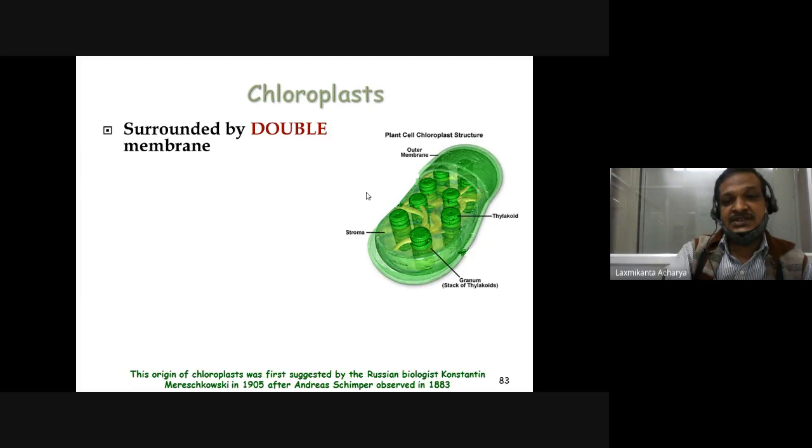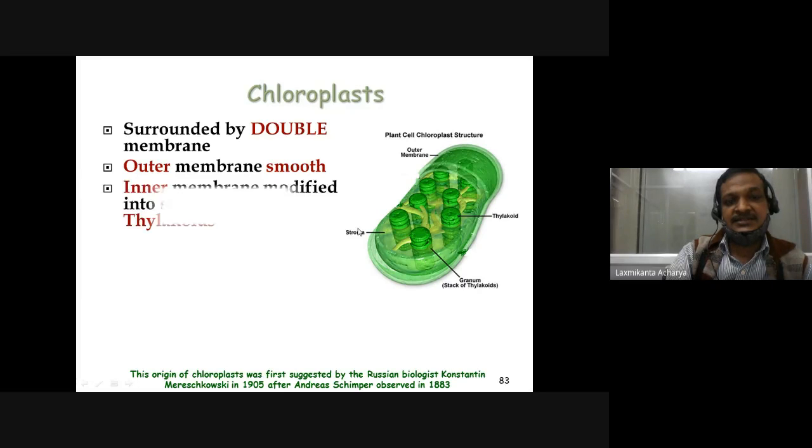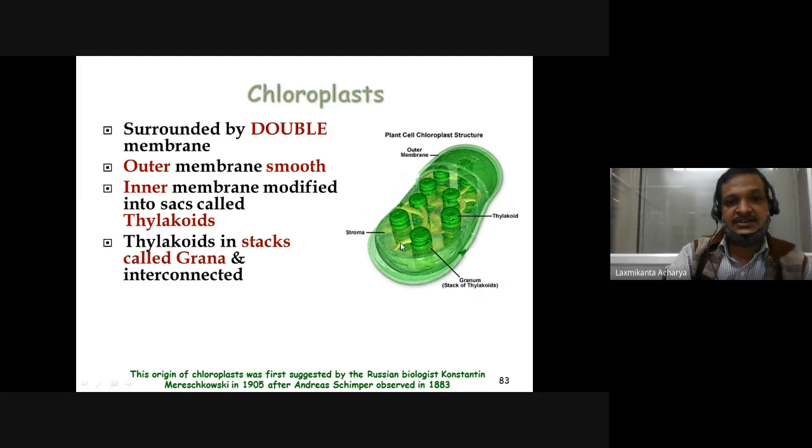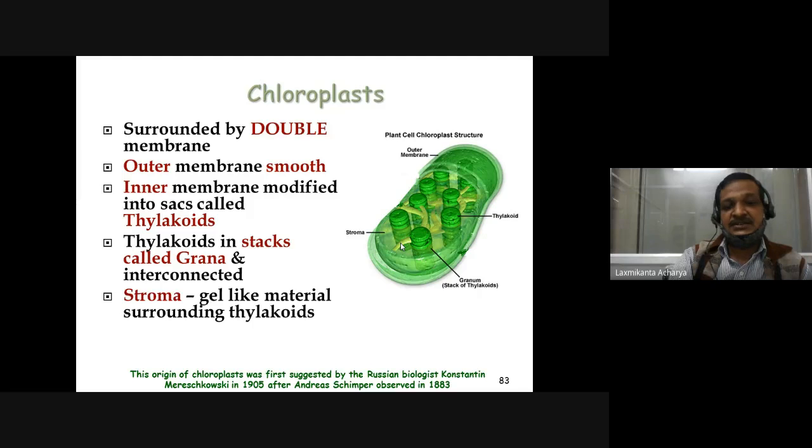So this is a double membrane surrounded organelle. Okay, so there is outer membrane and there is inner membrane. These are your thylakoids and this is the stroma. This outer membrane is smooth, and this inner membrane is modified into sac-like structures. We call them thylakoids, and stacks of thylakoid sacs are called grana. They are interconnected. Okay, and this stroma is a gel-like material.